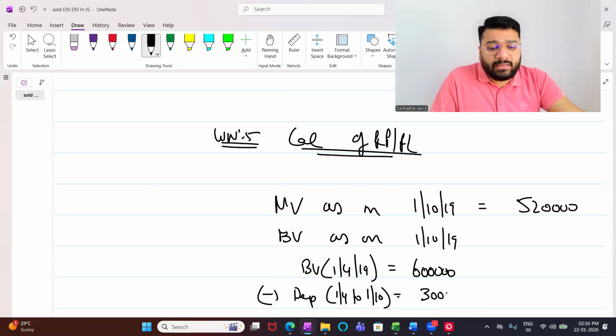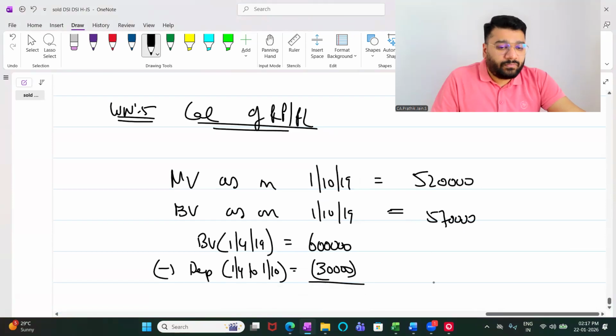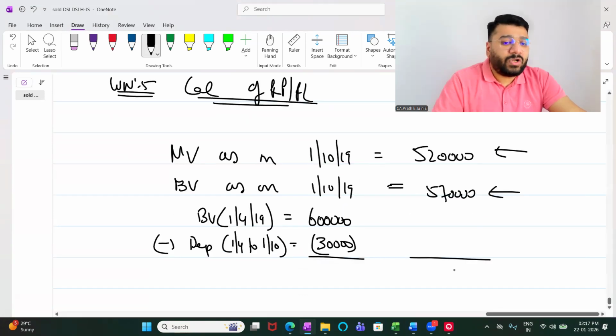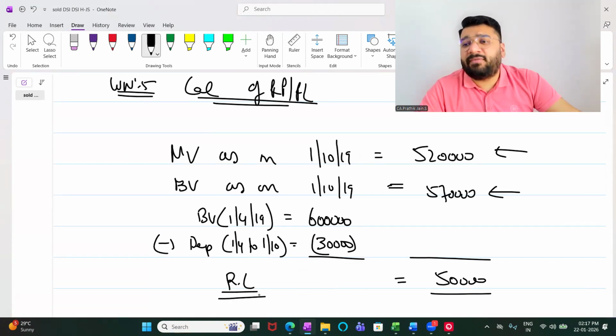30,000. So balance is how much? 5,70,000. 5,70,000 is the worth of the asset, but today's market value is 520. So how much is the fall in the value of the asset? 50,000 is the fall in the value of the asset. So this is revaluation loss. On the revaluation loss, we have a savings of depreciation.